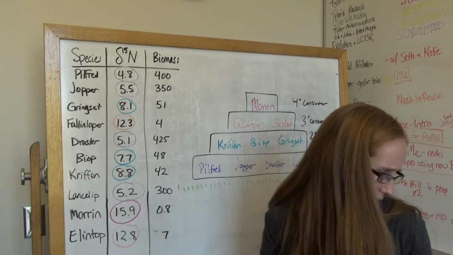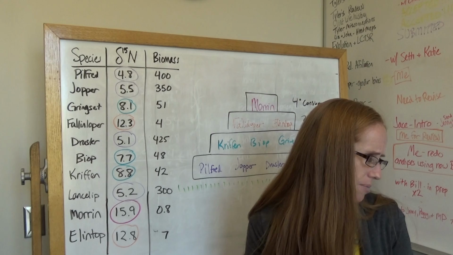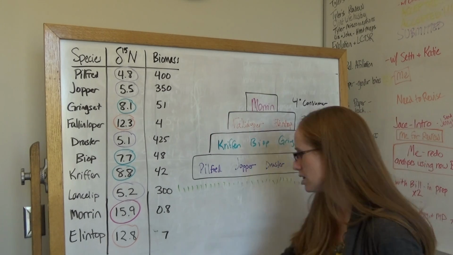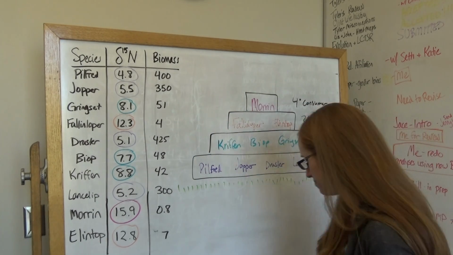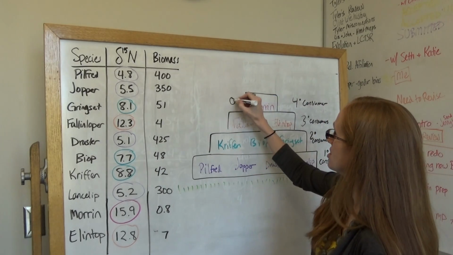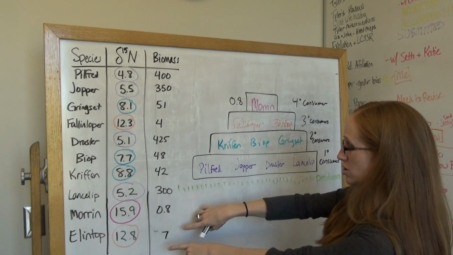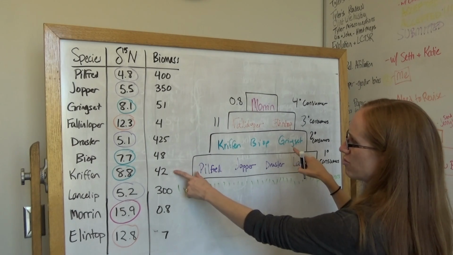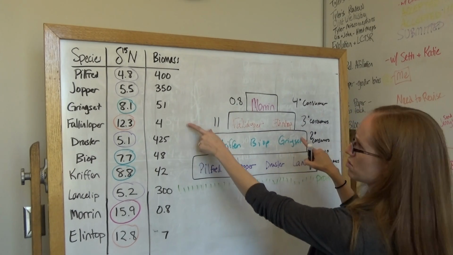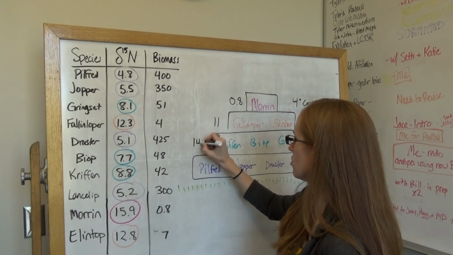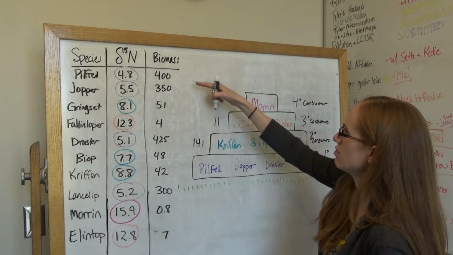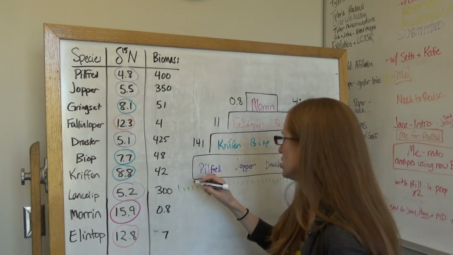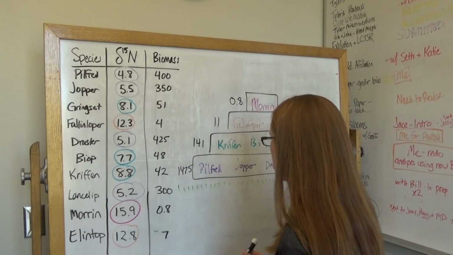What you also might notice, and it asks them, is what they notice about the biomass. If we were to put in the biomass at each of these levels, the morin has 0.8 biomass. If we add the Fallenloper and the Ellentrope, we've got 7 and 4, so we're about at 11. If we add these three together, we've got 42 and 48, which is 90, and 90 and 51, so we have 141-ish here. And then the last ones, we got 400 and 350, so that's 750, 1050, 1475. I hope I did that right. That's what they should notice as biomass.